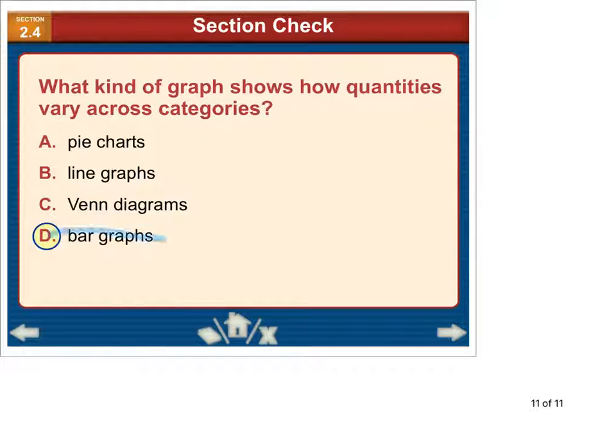Quantities vary across categories, bar graphs. You think categories, bar graph. So that was your 2.4 notes again. Good notes.